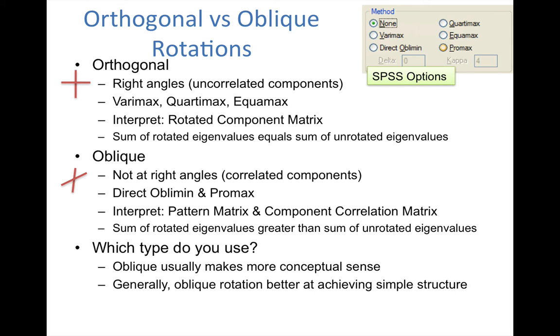I quite like Promax. I quite like correlated factors just because it seems to make intuitive sense that often in psychology we have latent factors, but they do tend to be correlated. So it makes sense to me that if I was measuring different cognitive ability measures, they would be distinct but correlated. So I quite like the clarity of Promax rotation.